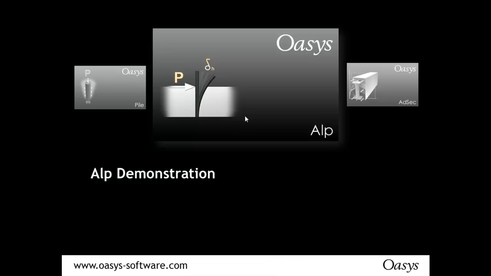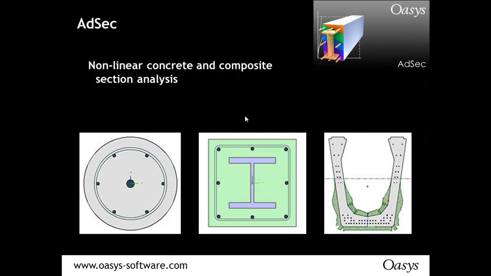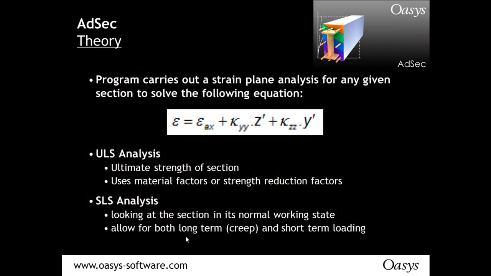So the ALP demonstration is complete, and we're going to go into AdSec and look at nonlinear concrete and composite section analysis. As you can see, there are a number of sections that you could create in AdSec. Some are very simple, like a pile, but you could do much more complex designs in AdSec as well. And what AdSec does is it carries out a strain plane analysis for any given section, so it solves the equation for strain basically.